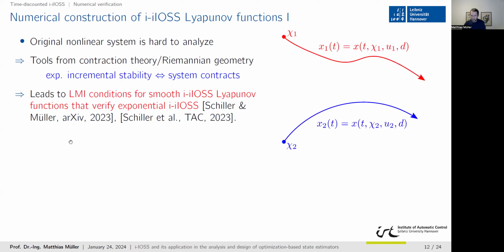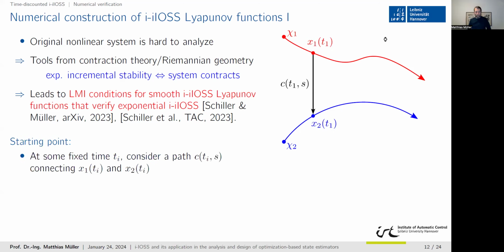So how does that look? I consider again these two trajectories, starting at two different initial conditions and being driven by two different noise signals. As a starting point, we consider some path that for some fixed time ti connects x1 of ti and x2 of ti. Here it's depicted for a time t1. For s equals 0, this path starts at x1 of ti, and for s equals 1, it ends at x2 of ti here.